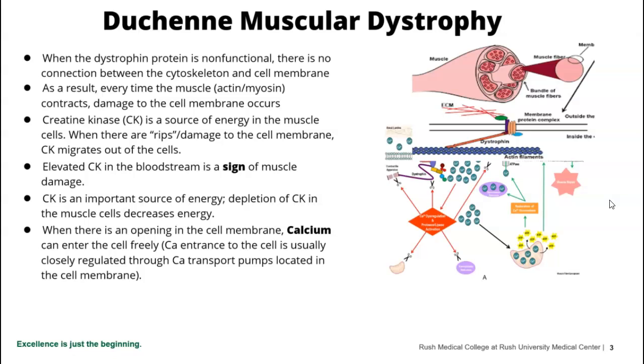But the major issue is when there's openings in the cell membrane, calcium can migrate in, and calcium can activate proteases, and proteases break up muscle. Calcium is usually very closely monitored and regulated at the cell membrane because of this. And so when there's openings in the cell membrane and calcium can just freely flow in, it's activating proteases and progressively destroying muscle.